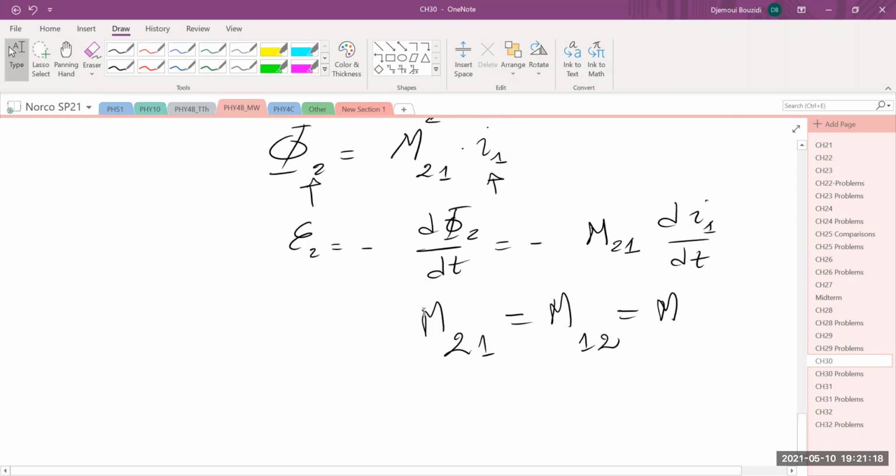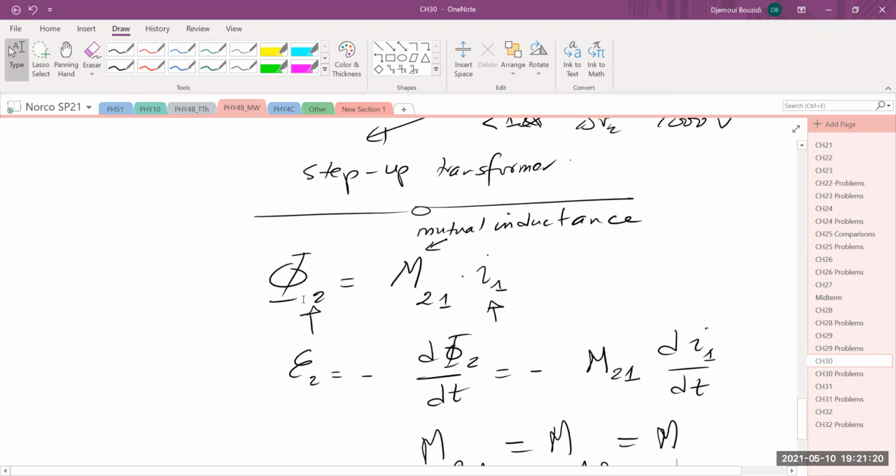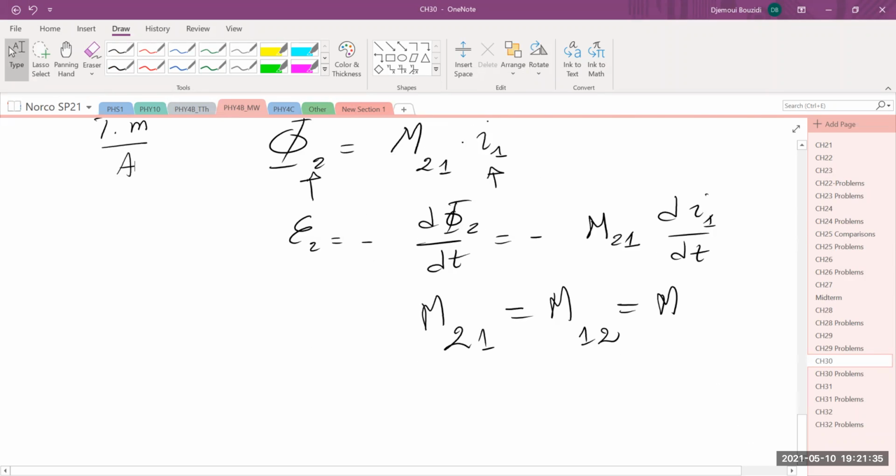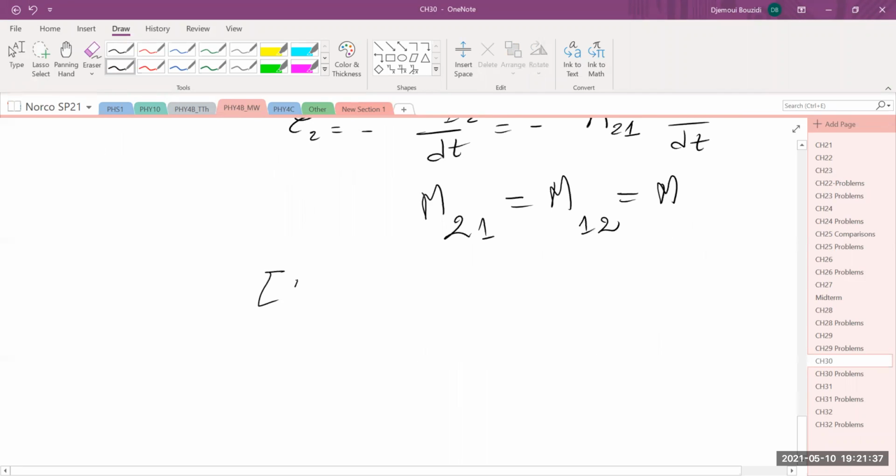The units for M, as you can clearly see, are the units of the flux, which is the Weber, which is magnetic field times an area, which is Tesla times meter squared, divided by the units for the current, A for amps. So this is the unit for the mutual inductance. The mutual inductance, or M in general, is going to be a Tesla meter squared per amp. And this, by convention, is called the Henry.